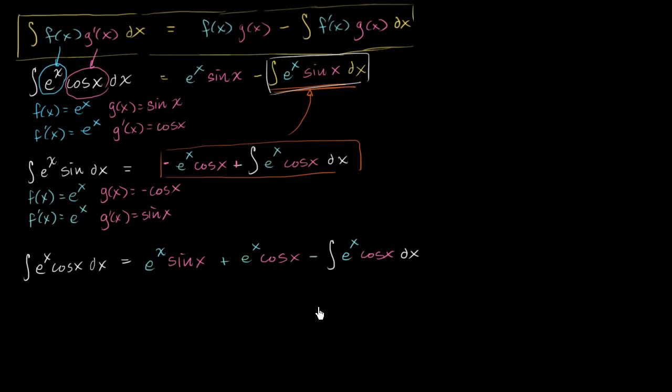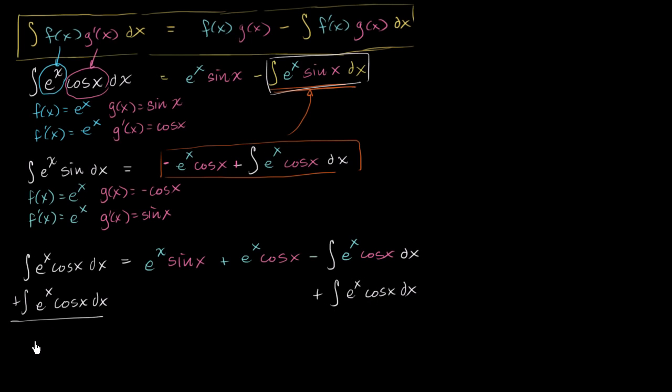Now what's interesting here is we have essentially an equation where we have our original expression twice. We can even assign this to a variable and essentially solve for that variable. So why don't we just add this thing to both sides of the equation? Let me make it clear. Let's just add the integral of e to the x cosine of x dx to both sides.